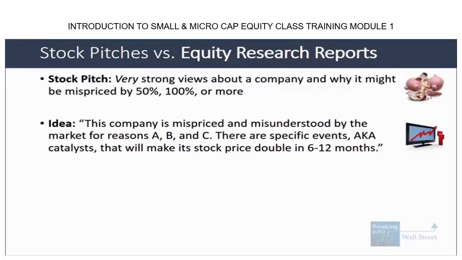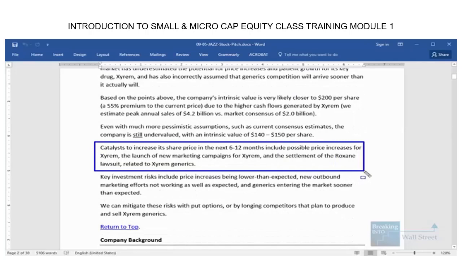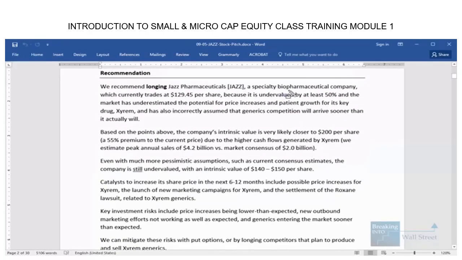And then in the next 6 to 12 months, there are specific events, catalysts, that will make the stock price change in the direction that we expect. Here, for example, we name a few specific catalysts and point out how, in our opinion, they could push the stock price up by at least 50% in the next 6 to 12 months.